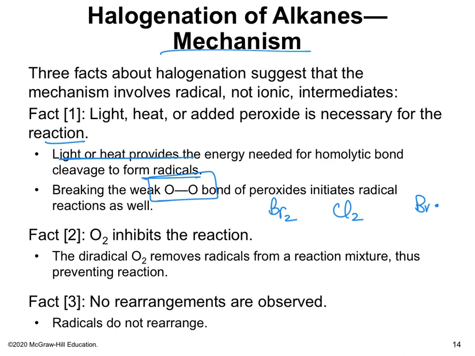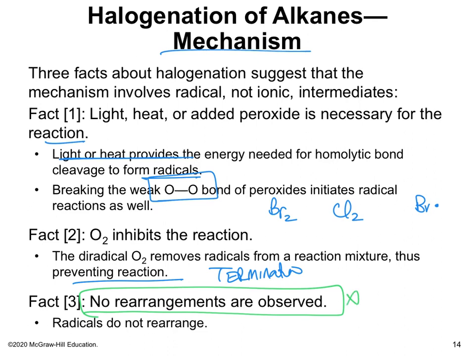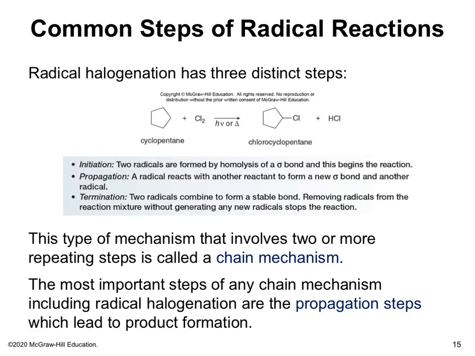You can inhibit the reaction with a radical scavenger, and this is important. This is different: even though the stability pattern follows the same as the cation, no rearrangements are observed. So you don't have radicals that rearrange. No, radicals don't rearrange. So we don't have to worry about that on the test.